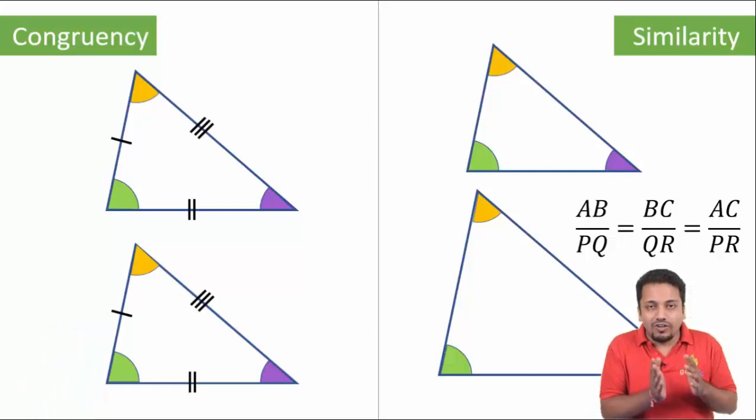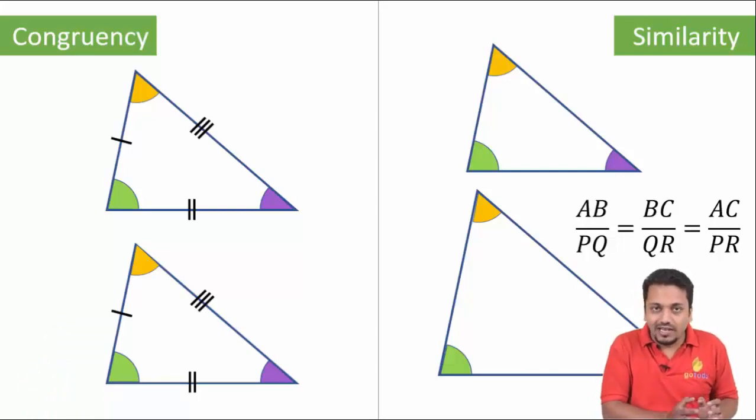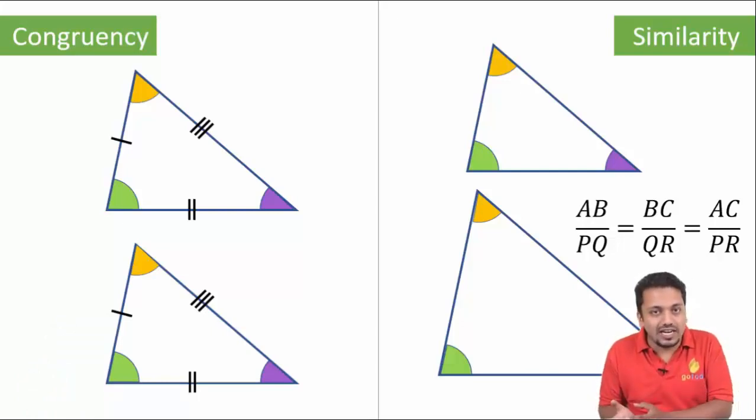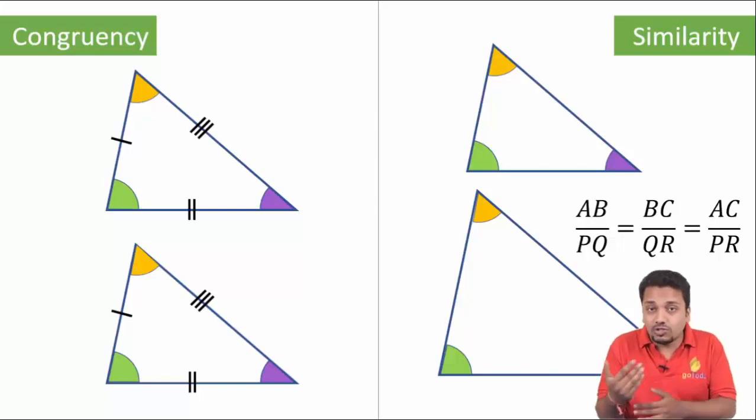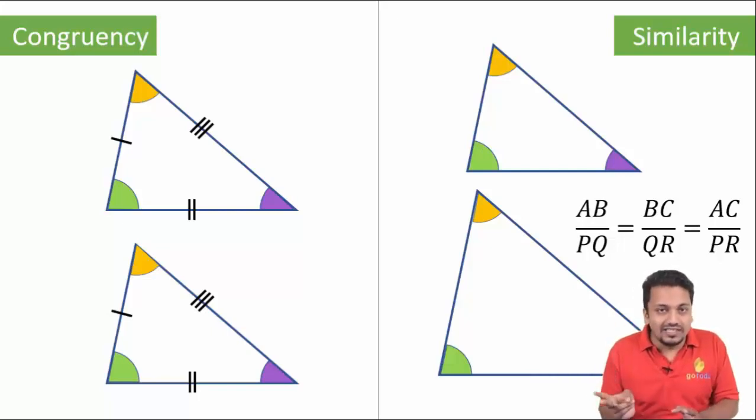Congruent triangles are always similar, okay? As in congruent triangles, corresponding sides are equal, their ratios will also be equal, okay? And that ratio will be equal to 1. And two similar triangles need not be congruent. Congruent triangles can be similar, okay?